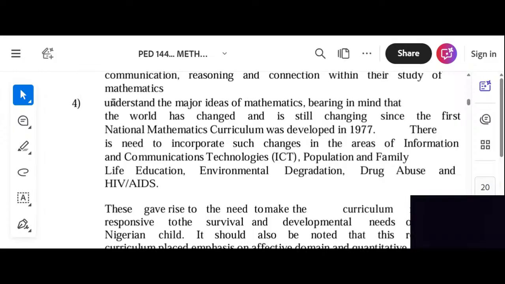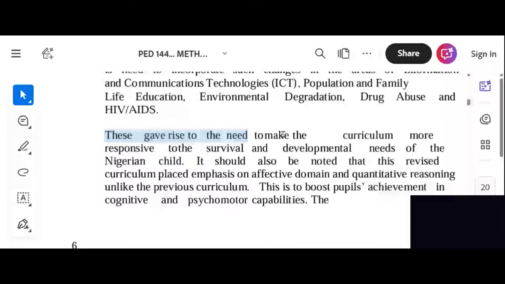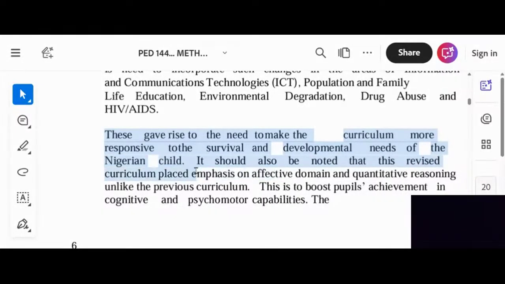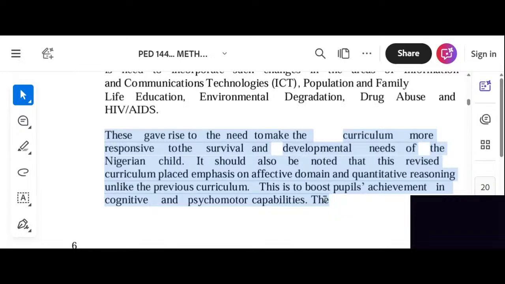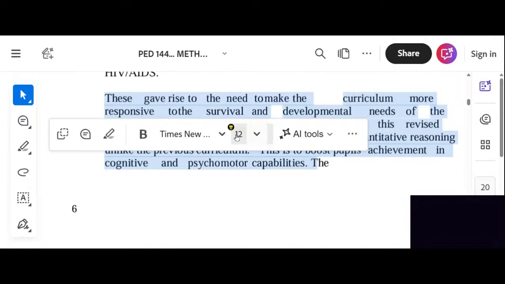this gave rise to the need to make the curriculum more responsive to the survival and developmental needs of the Nigerian child. It should also be noted that this curriculum places emphasis on affective domain and quantitative reasoning, unlike the previous curriculum. This is to boost students' achievement in cognitive and psychomotor capabilities. Cognitive and the psychomotor.